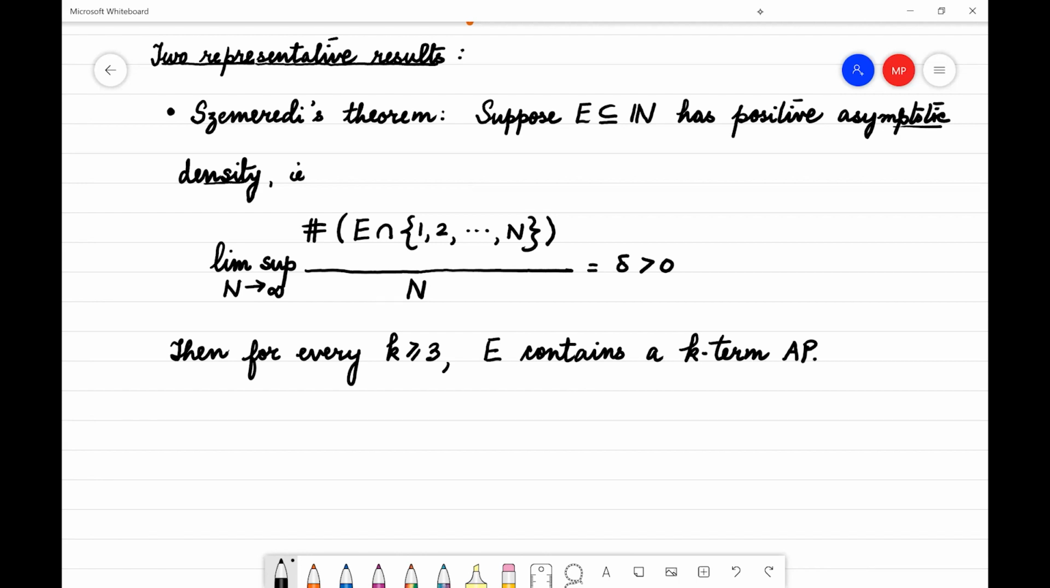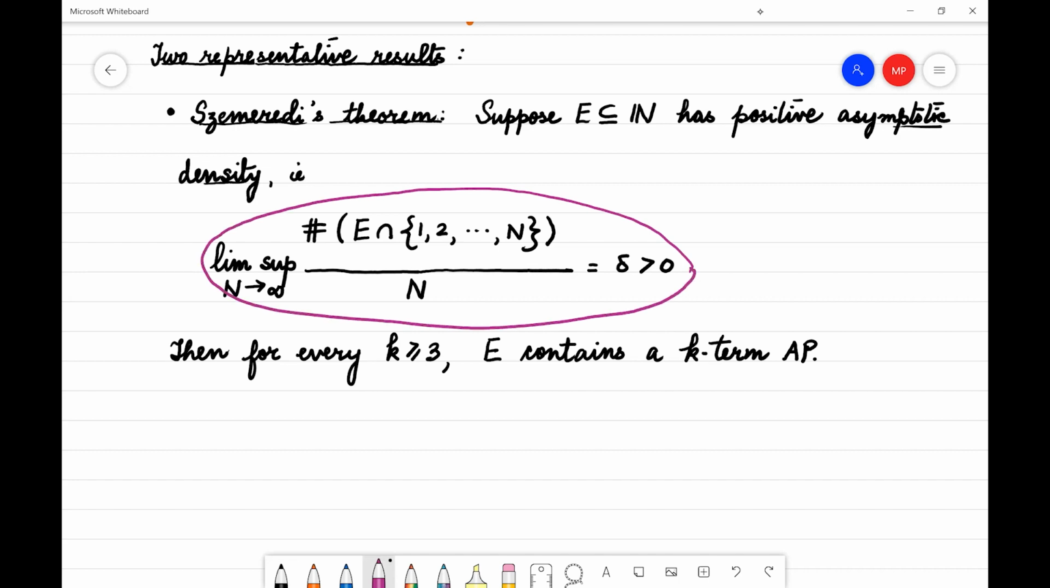So just to go back to my question, why is this a representative result answering one of the questions that I stated? Well, the reason is because having positive asymptotic density is a largeness assumption. So this is a size condition that the set E is large. And if the set E is large, my question was, does it contain many patterns? And well, this k-term AP is the pattern.